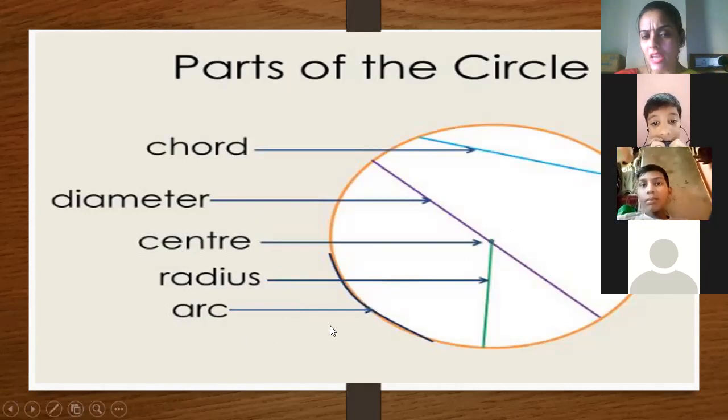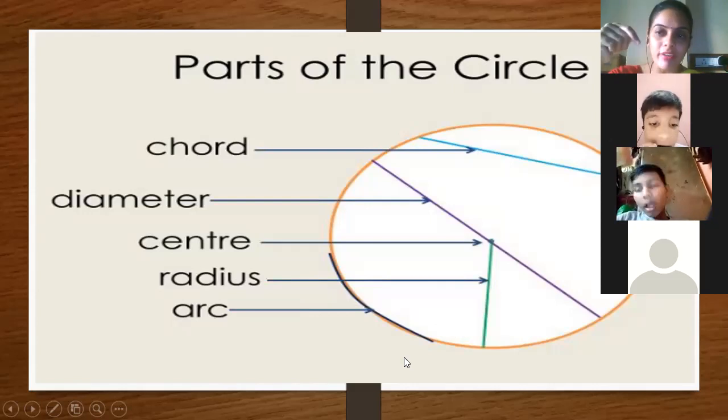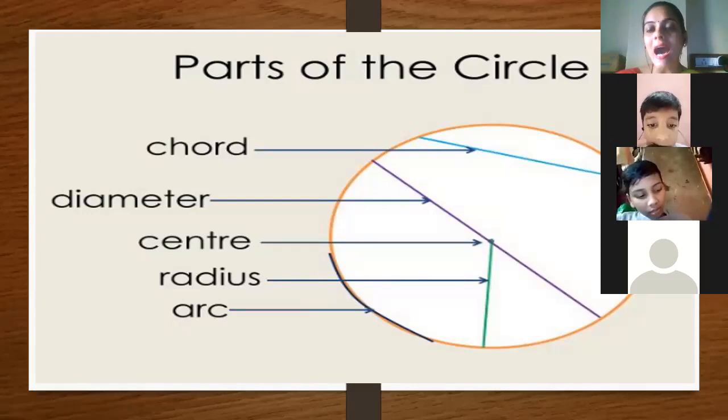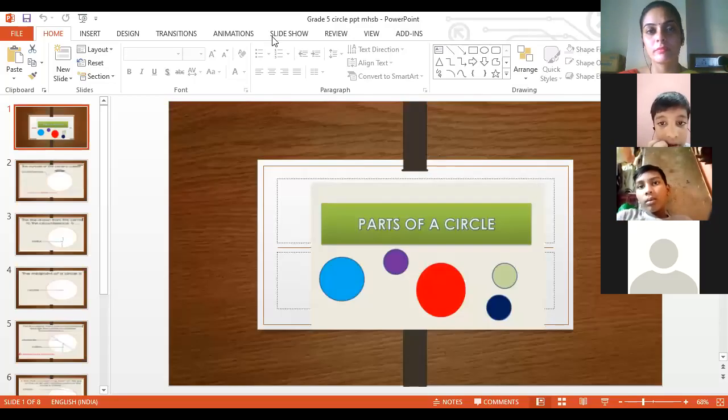And the arc. Can you see this curved portion, the blue line over the orange line of the circle? That is called an arc. It means there will be a curve, that is called an arc. Clear? This is just a basic idea of the parts of the circle. Let's see your school PDF and see what is given over there. Okay? Yes, teacher.